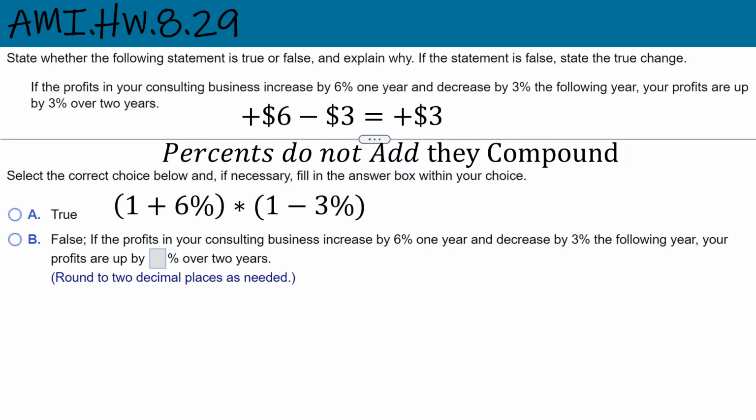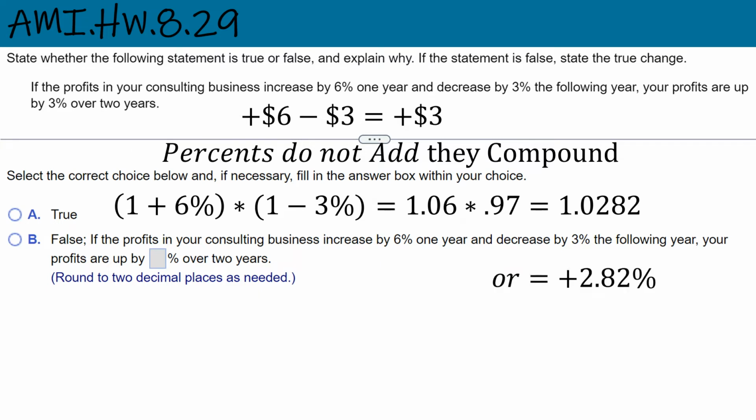Now, percents need to be turned into decimals before we do anything with them. So we're going to take the 1 plus the 6% to show that we're going up 6%, and 1 minus 3% to show we're going down 3%. And then we're going to multiply those decimal values together. If we multiply 1.06 and 0.97, we get 1.0282. So that's to say that, hey, it didn't equal exactly a 3% increase. It actually was a 2.82% increase over those 2 years.